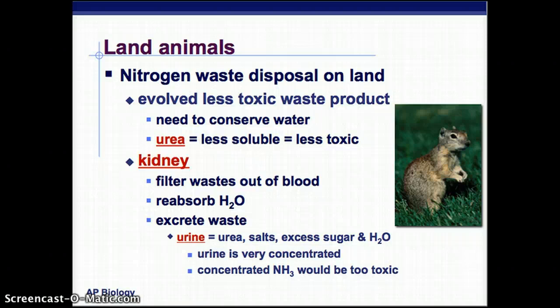Land animals, their nitrogen waste disposal is on land. So they've turned it into a less toxic waste product because they've got to conserve water. So urea is less soluble, so it won't take as much water with it, and it's also less toxic. So the kidney filters those wastes out of the blood, reabsorbs the water, and gets rid of the waste. So urine is urea, salts, excess sugar, and water. And we'll talk about how that's made momentarily. Urine is very concentrated, but concentrated ammonia would be significantly too toxic for our system.